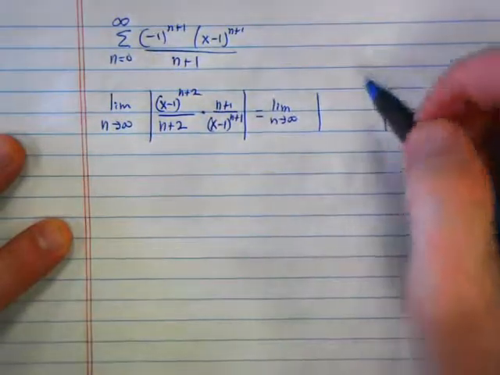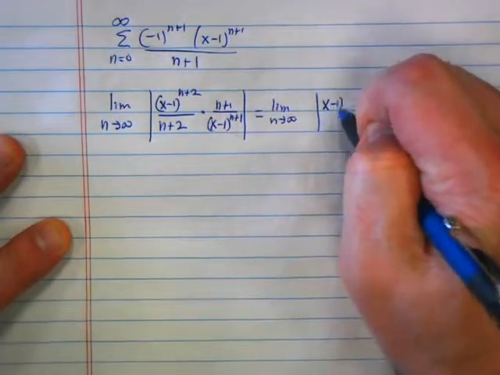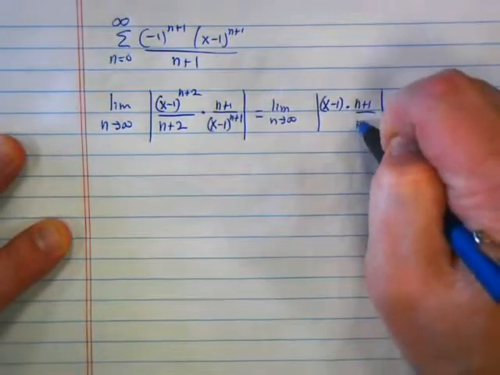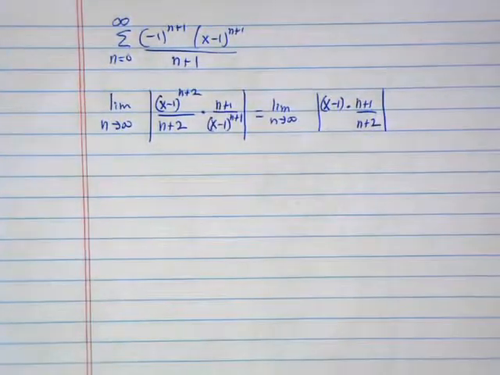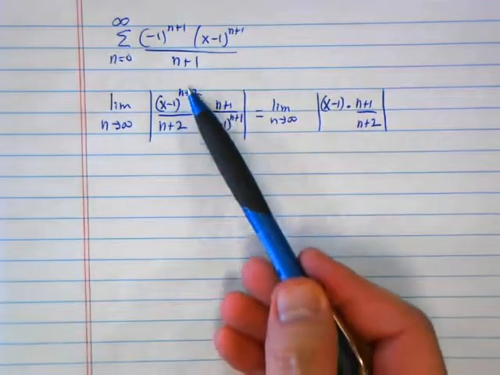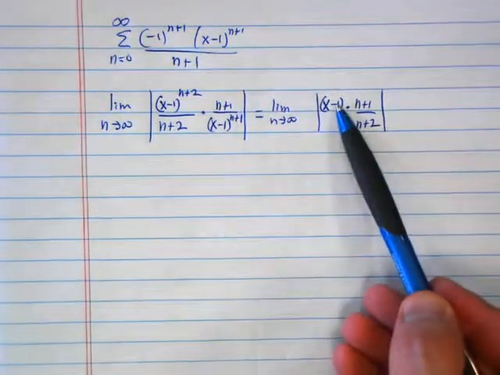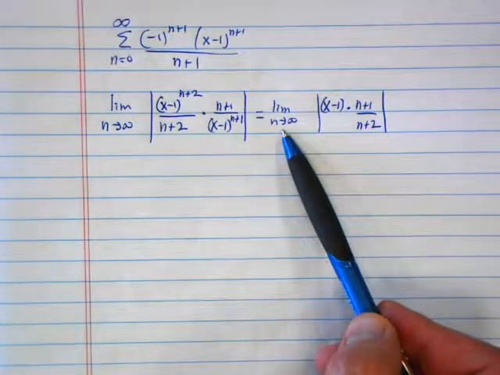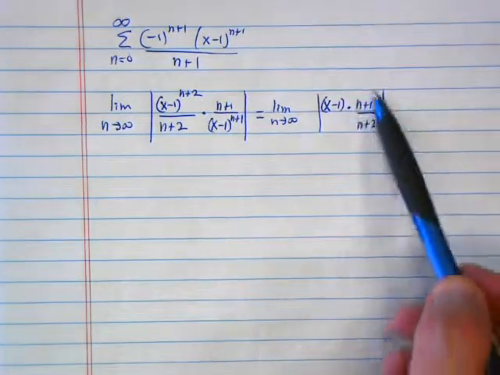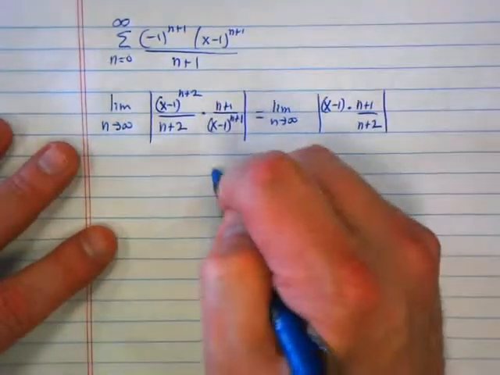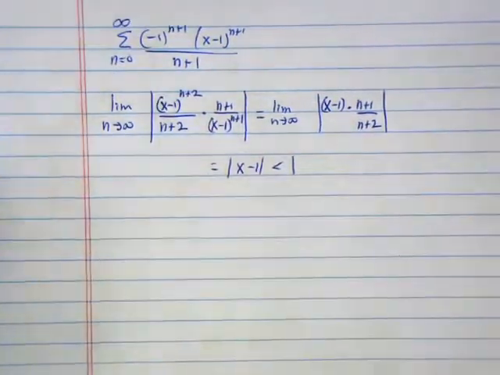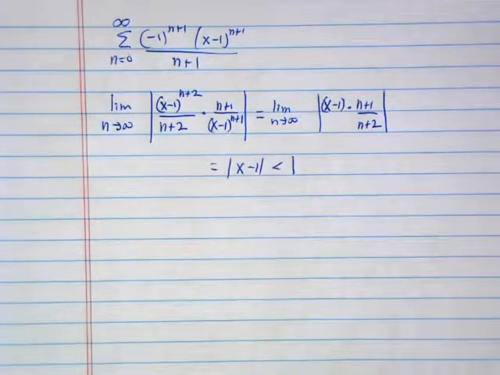Looks like I'm going to have x minus 1 times n plus 1 over n plus 2. I subtract my exponents on the x minus 1s, n plus 2 minus n plus 1, that gives me a 1. Can't really do anything with that. Then what happens as n goes to infinity? This part's going to converge to 1, and so the only thing that's going to be left is x minus 1, and we need, for that series to converge, the absolute value of x minus 1 to be less than 1.